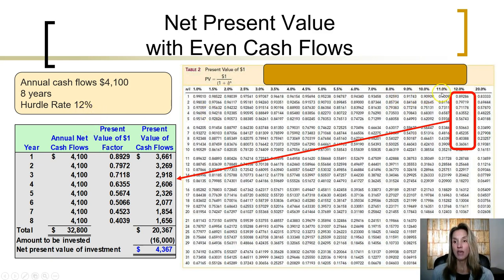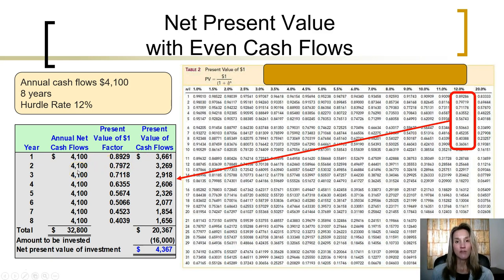So going to our table, we go to the 12% column to the period 1 row. We see the present value factor 0.89286. We are going to multiply the cash flow times that present value factor to calculate how much the $4,100 that will be received in year one is worth today.